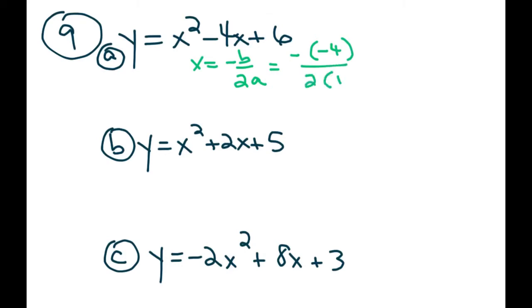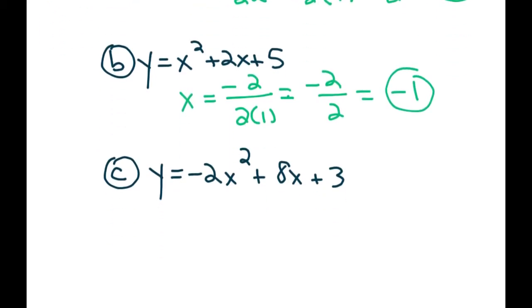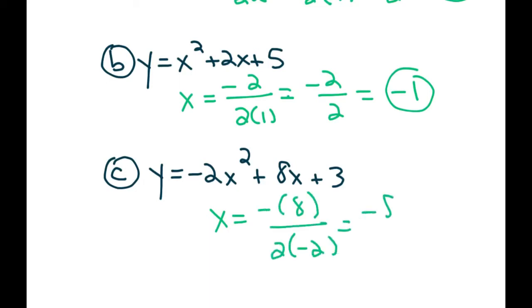But if I do it algebraically, in the first problem, I'm going to get positive 4 over 2, which is 2. Next, I'm going to get negative b over 2a, which is negative 2 over 2, which is negative 1. And in problem C, I'm going to get negative b over 2a. Negative 8 over negative 4 is 2.